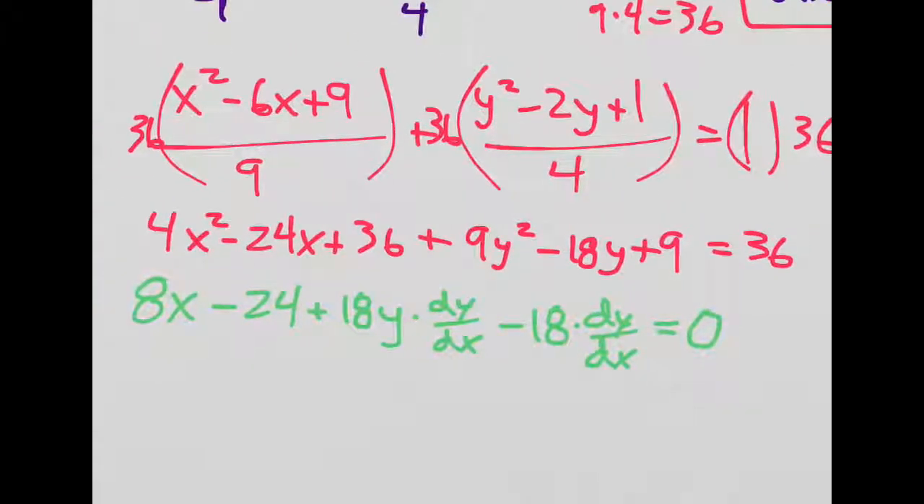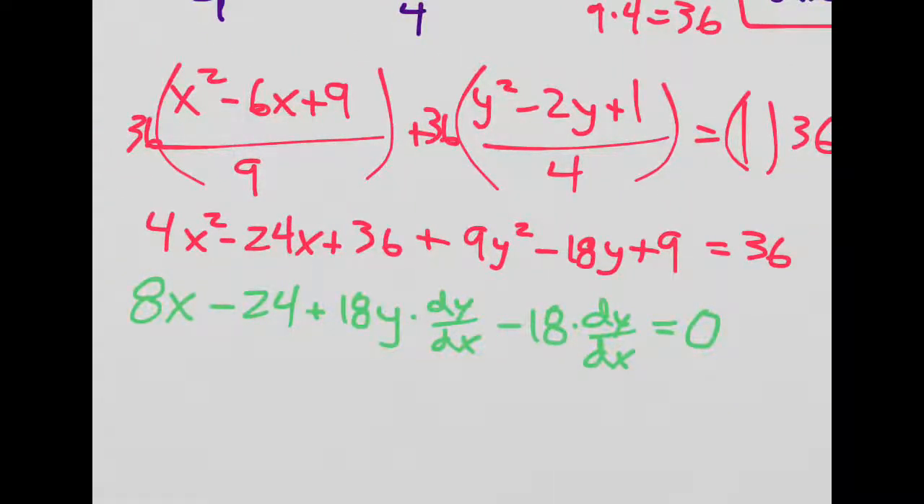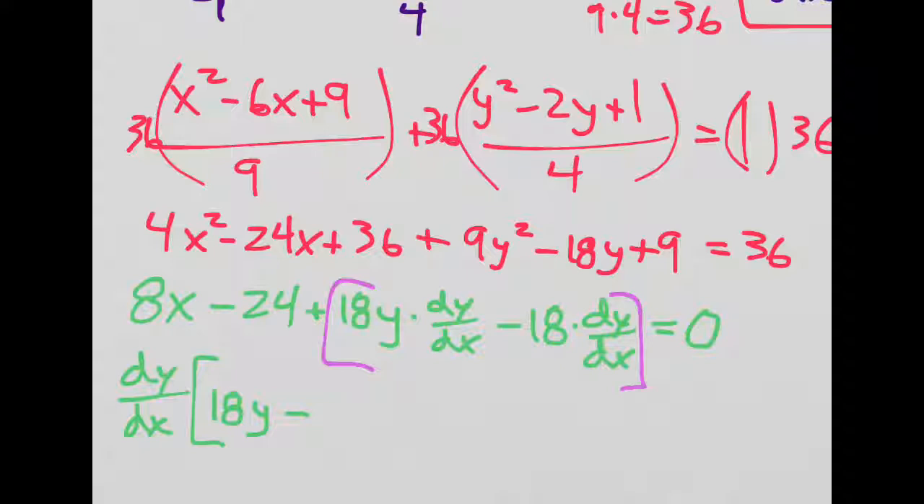So now I need to get all of my dy/dx terms on one side, everything else to the other side, so I can factor it and then divide. So let's say dy/dx factored out of, look at what I'm going to do. I'm looking at these terms right here. I'm factoring that dy/dx out of that 18y dy/dx, which means I'm left with 18y, minus I'm factoring the dy/dx out of that 18 dy/dx, so I'm left with that 18. And then I want to move the other stuff over. So I want to add 24, and I want to subtract 8x.